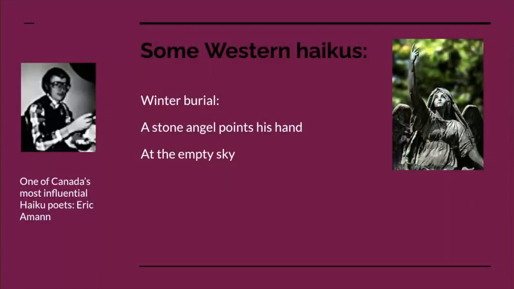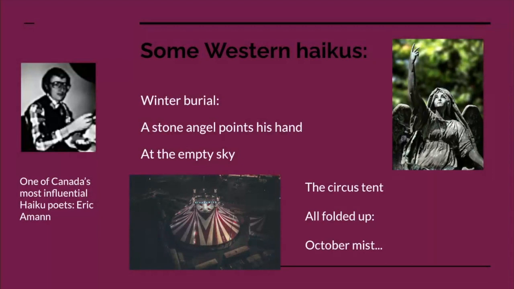If we look at another example of his writing, the circus tent, all folded up, October mist. Count out the syllables there and you're going to see that it's not 17. Instead, it works out to a nice even beat throughout, but it falls short of 17. We do have a seasonal word in October, in that last line, October mist, and notice the punctuation there, the ellipses, in itself very effective, following the word mist like it's trailing off, just like an image of mist would bring to mind.